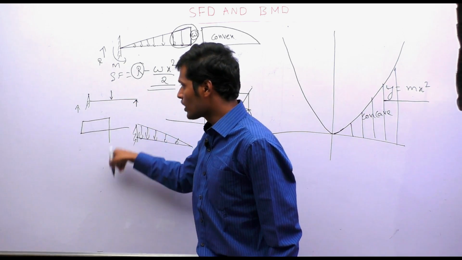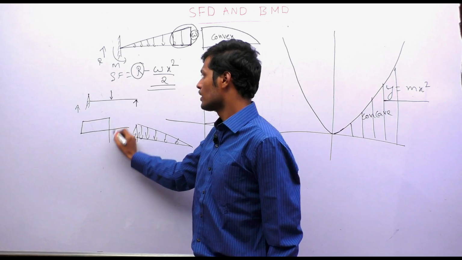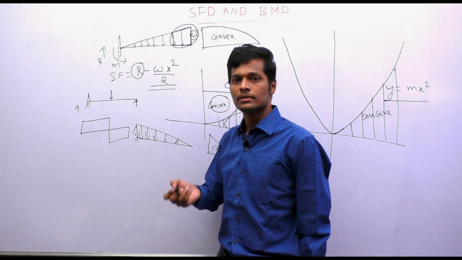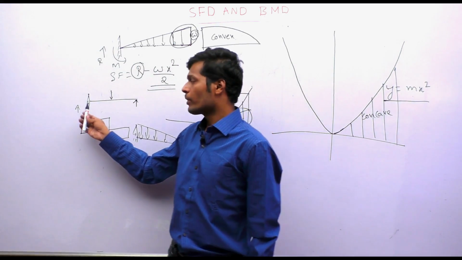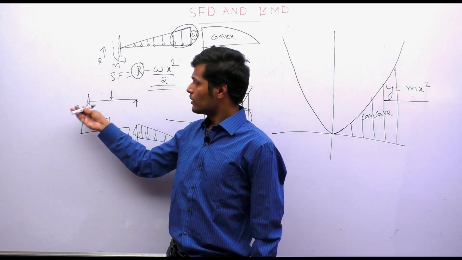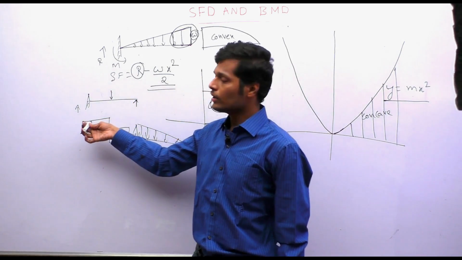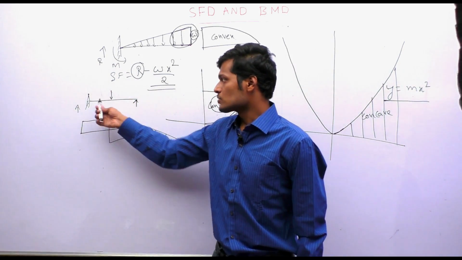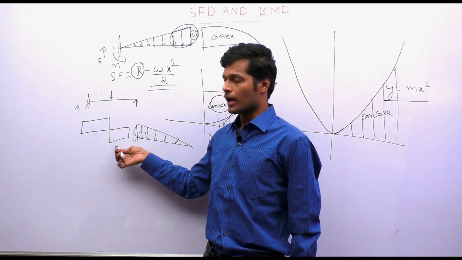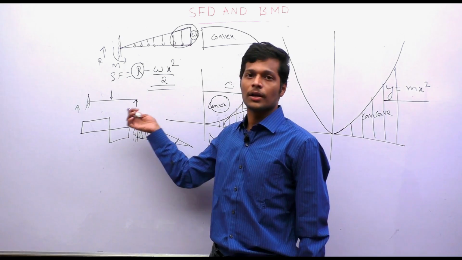So how much it will come down depends on what the load is here, and then there is no load, and then upward, like this. So in this way we have to start from the left side. If the load is upward, draw upward. If there is a falling load, draw falling. If there is no load, draw a straight line. If there is a point load, draw a vertical line. Again, if there is a point load, draw a vertical line.